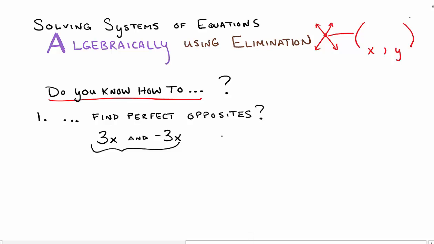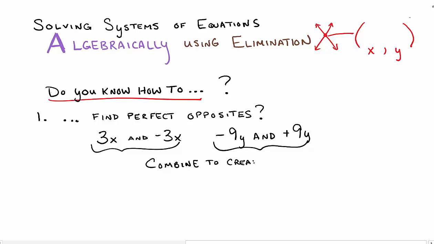You may see something like negative 9y and positive 9y. Those are perfect opposites, and what we have to realize with perfect opposites is that they will combine to cancel each other out. They will combine and form 0. Okay, so basically they're canceling each other out. So that's the first one that you have to know how to do, how to find perfect opposites.